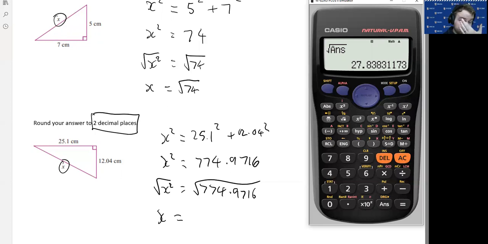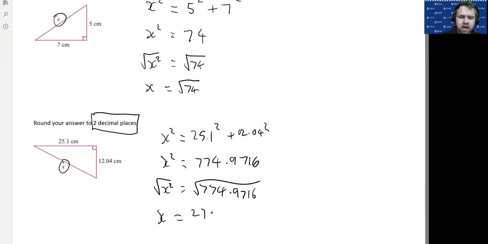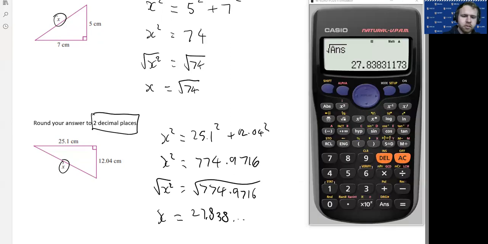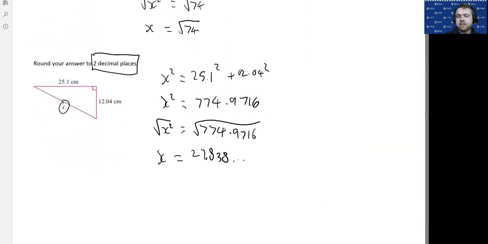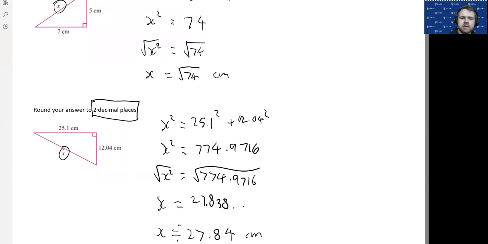27.838... Now what I'm going to do is write out 3 decimal places and then write the dots. So I've got the 3 decimal places there, but I want to round to 2 decimal places. So I've got to look at the second decimal place, and that's a 3. And then I look at the next one along, which is an 8, which means I round the 3 up. So x is approximately equal to 27.84 centimeters. This one was also centimeters.